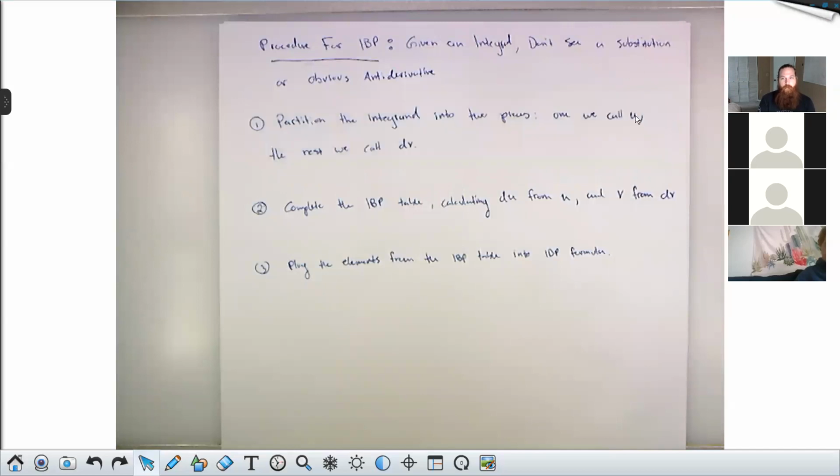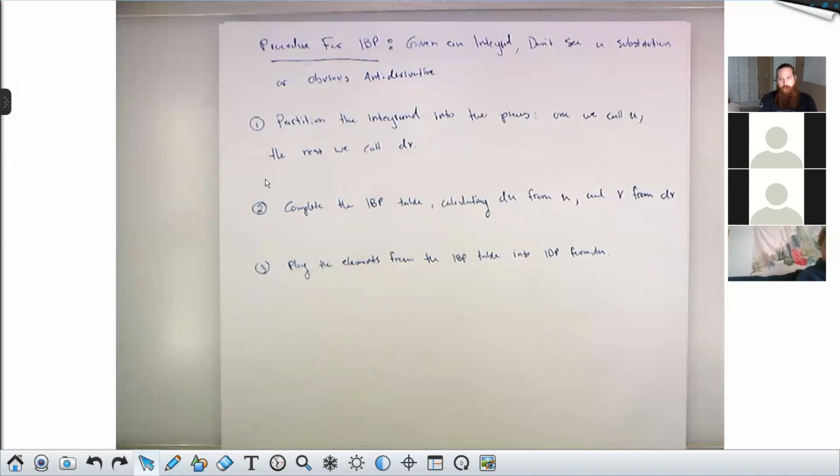Once you've chosen part of your thing to call u and the rest of it to call dv, then you fill out the table. You've already got u and dv, so you calculate du by differentiating u, and you calculate v by integrating dv. Then you'll have all four of the pieces that exist in that formula, so you plug them into the formula. That's the procedure here. I'm going to show you why it works, and I'm also going to show you how to choose u and dv wisely. But this is the basic procedure, so we have to be comfy with this.